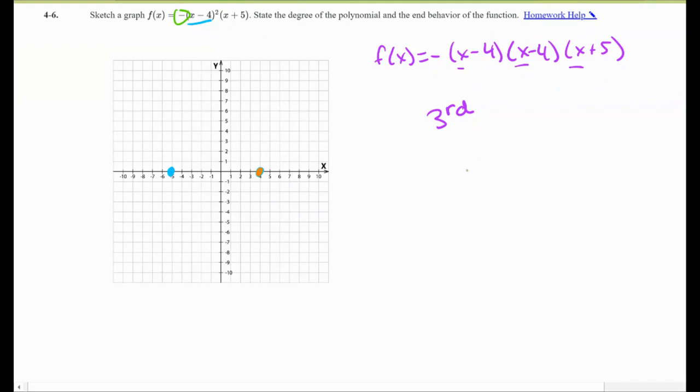So what that means is that I'm ending by pointing down. So a third degree should look like this here. So I come through here and I'm crossing through negative 5 because of this right here.